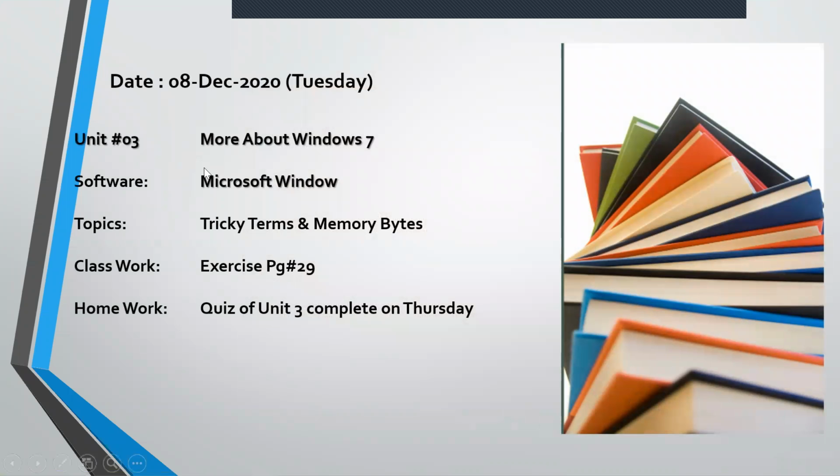These are the topics which I have discussed today. And page number 29 is your exercise, which is your classwork. You have to do this exercise and you have to share this image in the group I've created for your work. And quiz of unit 3 complete is on Thursday. So girls, this was all for today. Make sure that you will learn about the tricky terms properly, about the memory type bytes properly, and the rest of the unit also, right? So nothing could be spared by you.